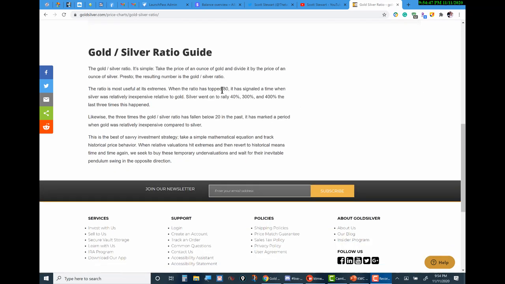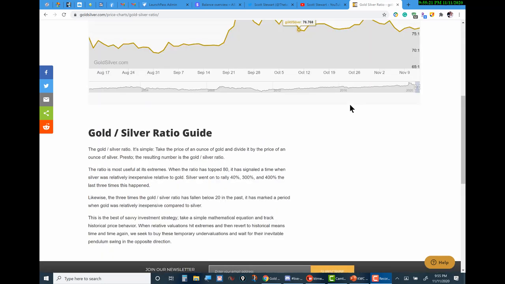Now, this ratio does work at its best when the ratio is at extremes. So when the ratio tops 80, it signals a time when silver was inexpensive relative to gold, okay? Silver's gone on to rally 400%, or 40%, 300%, 400% in the last three times that that has happened. Likewise, the three times that the gold-silver ratio has fallen below 20 marks a period when gold was relatively inexpensive compared to silver, right? So again, it's the 80-20 lines that we're looking at on here. When it tops 80, it is meaning that silver is relatively inexpensive to gold.